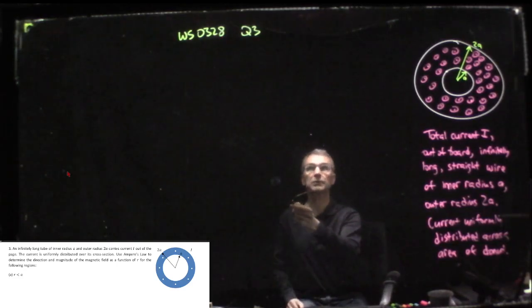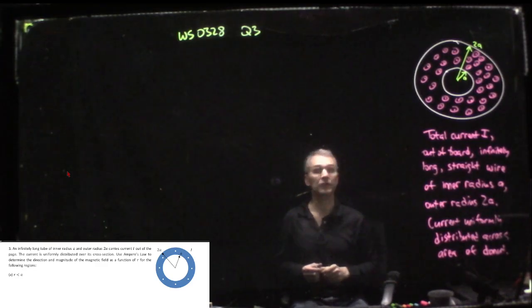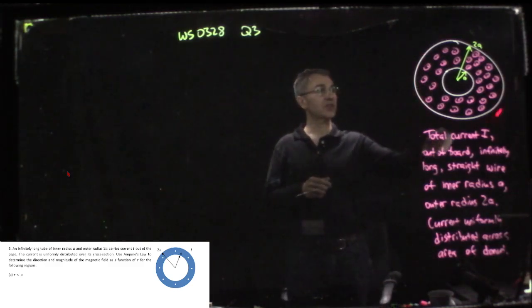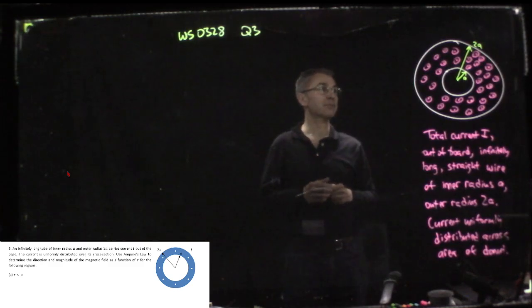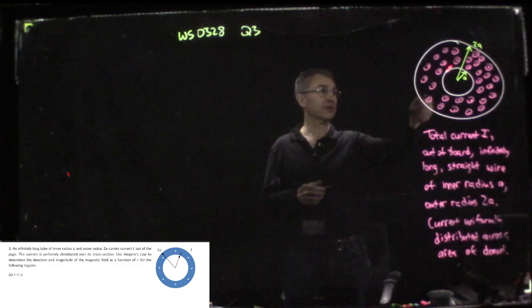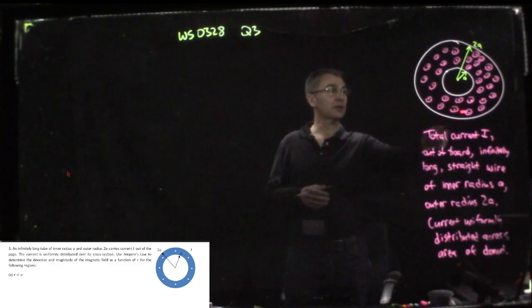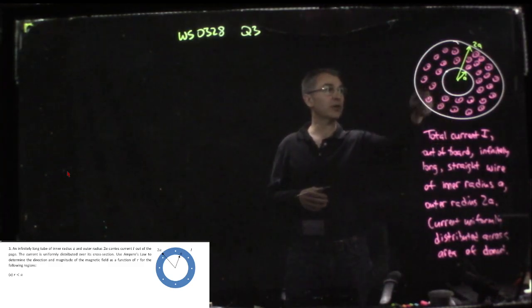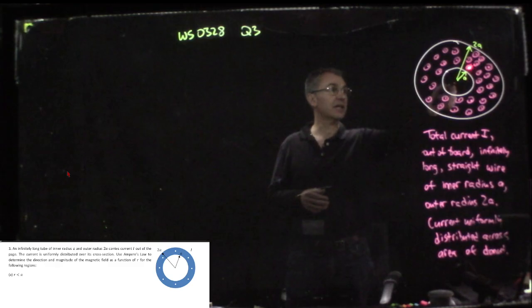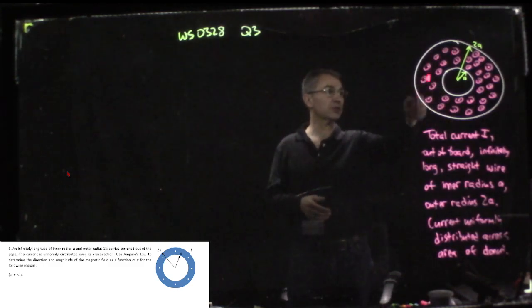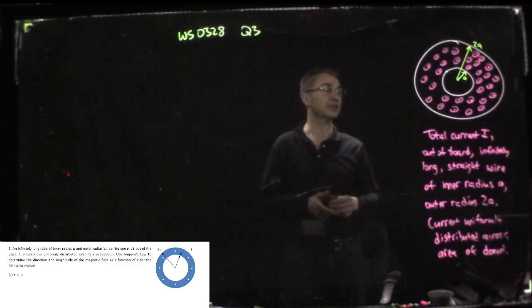So let's solve problem 3 from worksheet 0328. What we have here is technically called a deleted disk. It's like a circle with a smaller circle subtracted from the middle. So from this region, which is from A to 2A in radius, the middle region is empty, and from radius A out to radius 2A, we have a total current I out of the board, and that current is uniformly distributed across the area of this deleted disk.